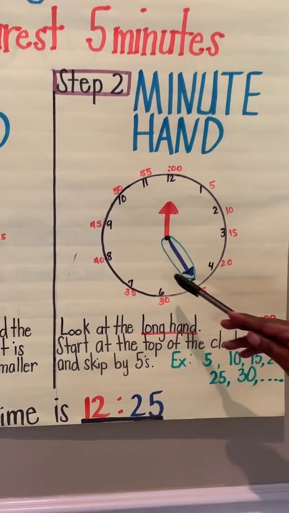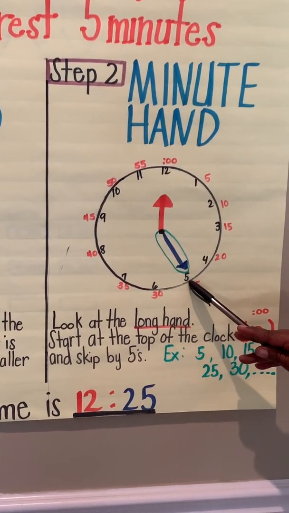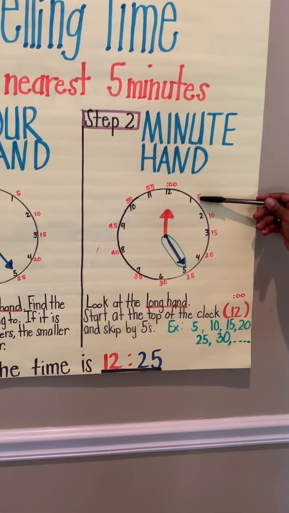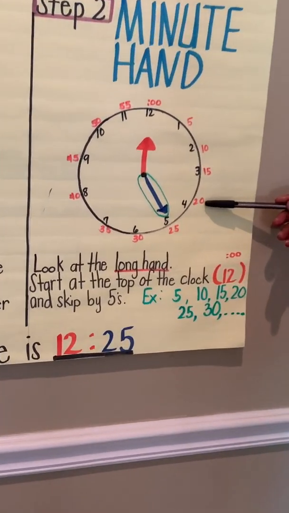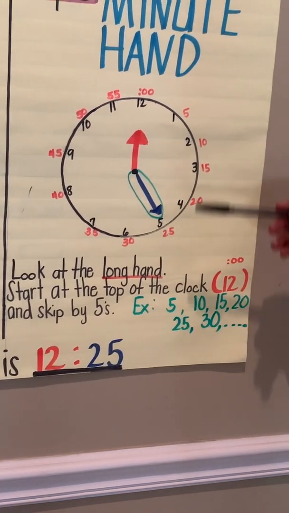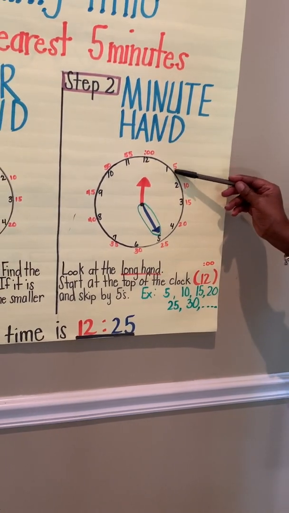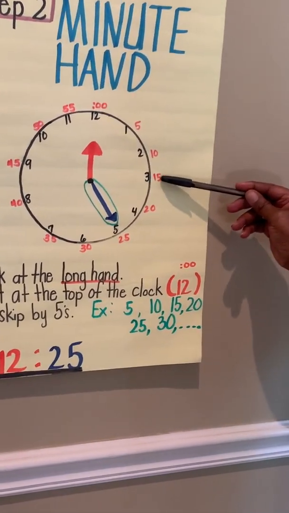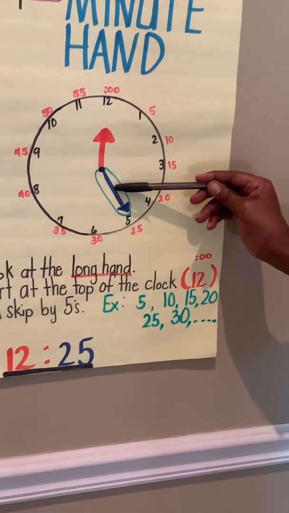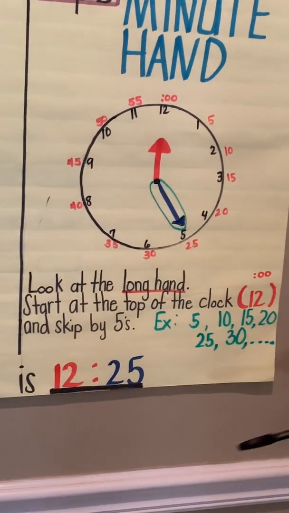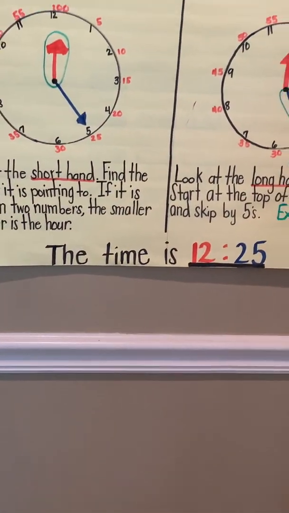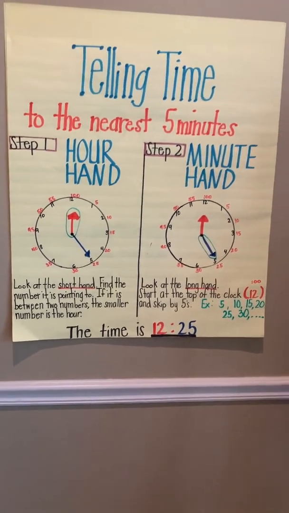So if our long hand is here, we're going to remember that it's right here. So we're going to start at the top of our clock, and we're going to skip around the clock until we come to where our long minute hand is. So this is what we would do. We would say 5, 10, 15, 20, 25. So our minutes would be 25. So the time is 12:25. Okay? Are there any questions?